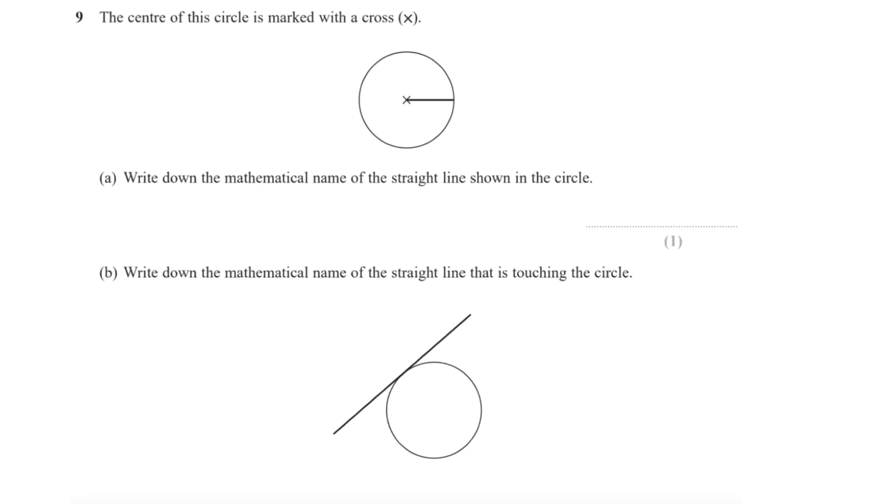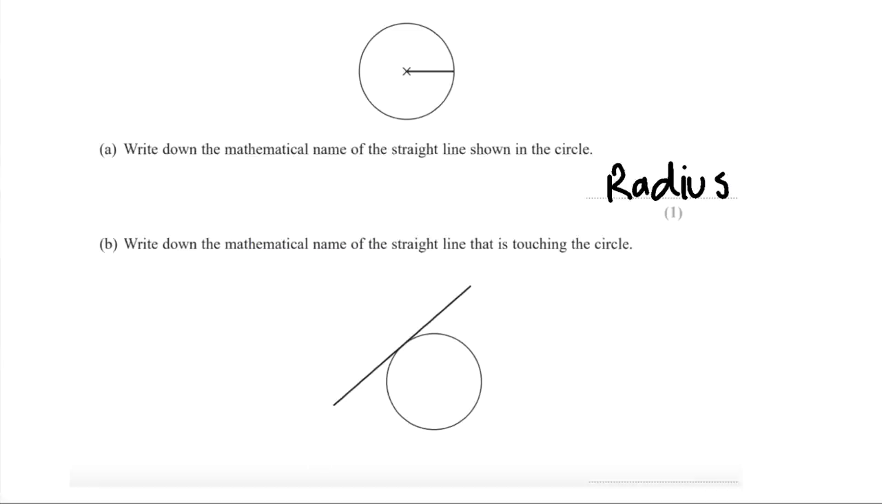Question 9. The centre of this circle is marked with a cross X. 9a. Write down the mathematical name of the straight line shown in the circle. This is known as a radius. 9b. Write down the mathematical name of the straight line that is touching the circle. This is known as a tangent.